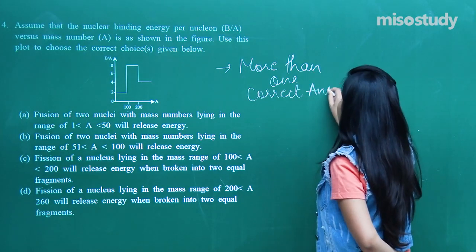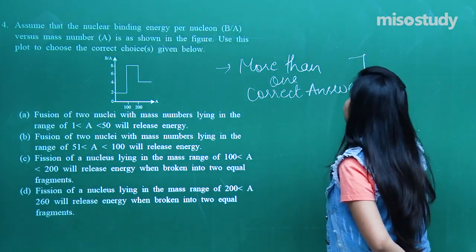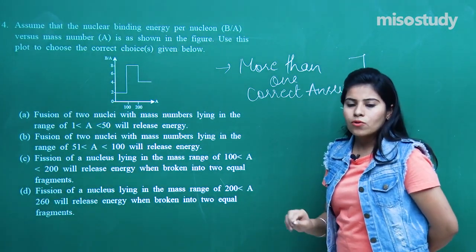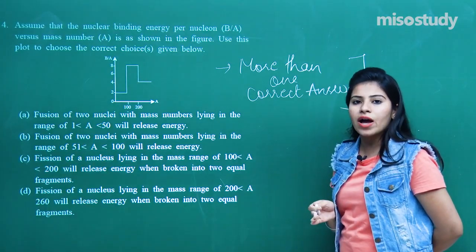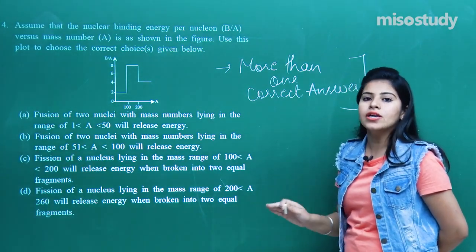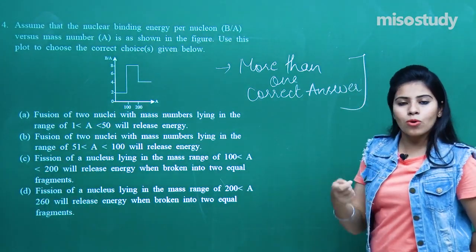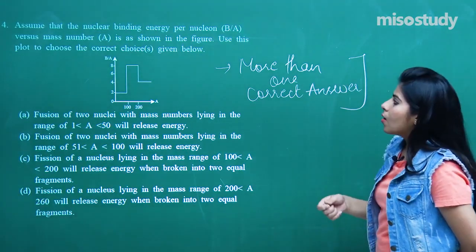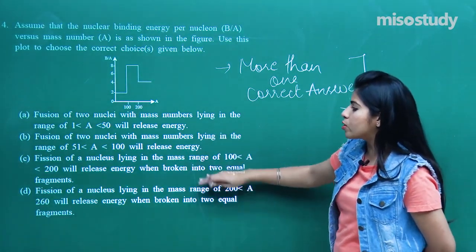You can have more than one correct answer. Question number 4 and question number 5, you will see it is the category where you will be having more than one correct answer. Okay, so we are having 4 options before us.